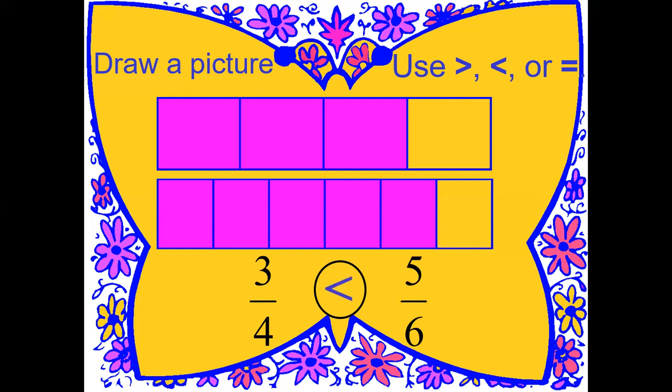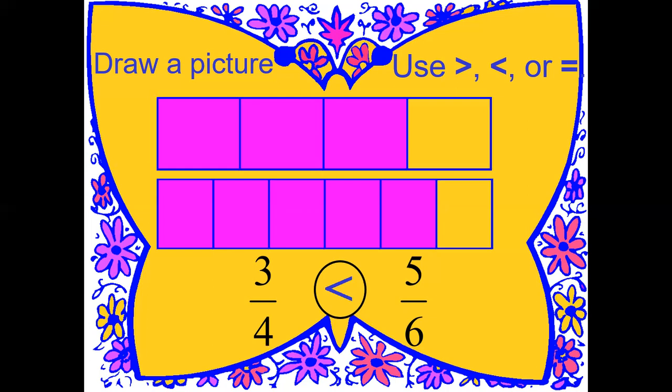All right, so 3/4 is less than 5/6. As you can see, the whole is 6 parts in 5/6, and we considered 5 parts out of the 6. So 5/6 is bigger or greater than 3/4.